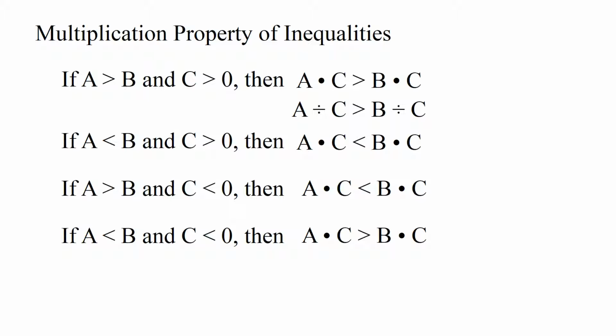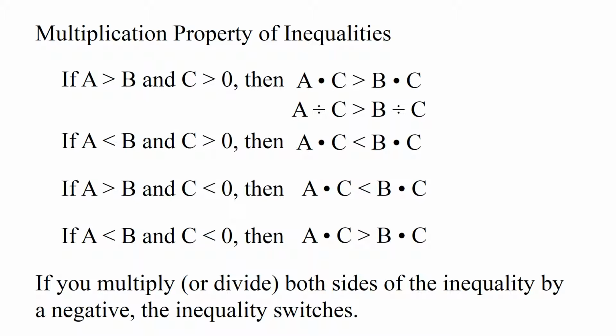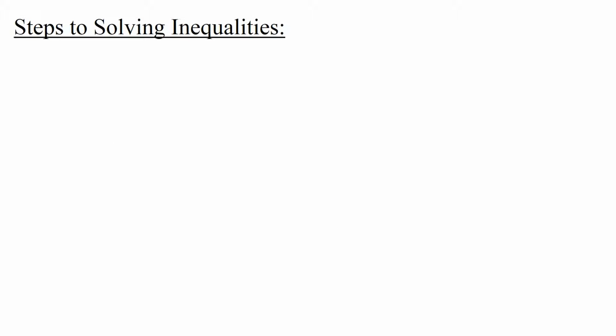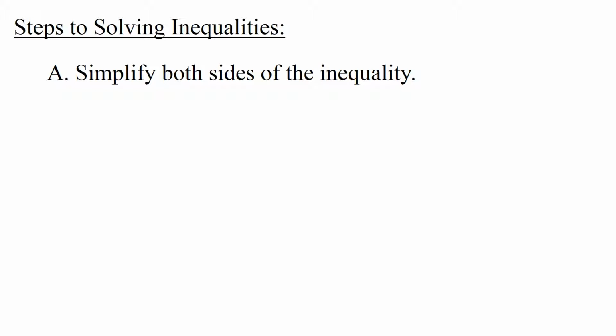So kind of getting away from all the symbols here, basically what this means is if you multiply or divide both sides of the inequality by a negative, the inequality symbol is going to switch. So if it starts greater than, you divide by a negative, it becomes less than. Start less than, divide by a negative, it becomes greater than. So let's look at the steps of solving inequalities. First step, simplify both sides of the inequality.